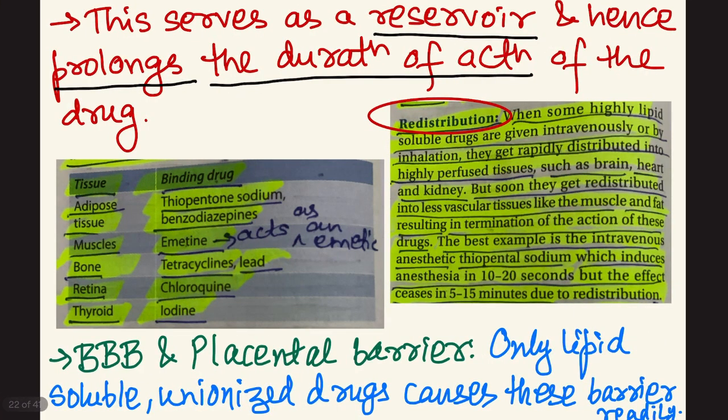So the different tissues for which different drugs have affinity, for example, we have adipose tissue, to which the drugs that bind mainly include benzodiazepine and thiopentone sodium. For muscles, we have emetine. Then to bone, drugs like tetracycline and lead bind. Then to retina, chloroquine, which is an antimalarial drug, and to thyroid, iodine.